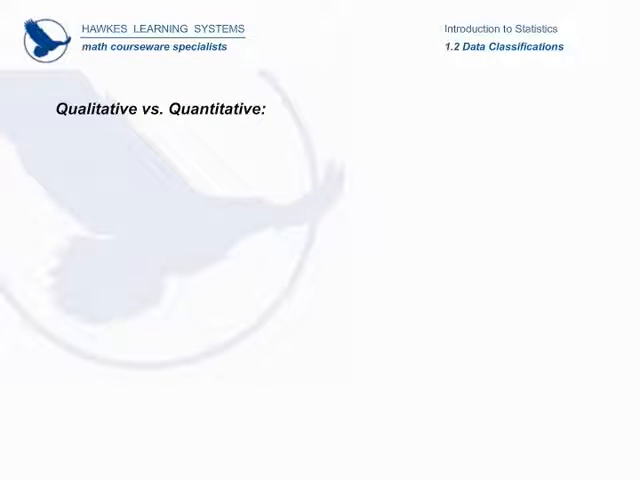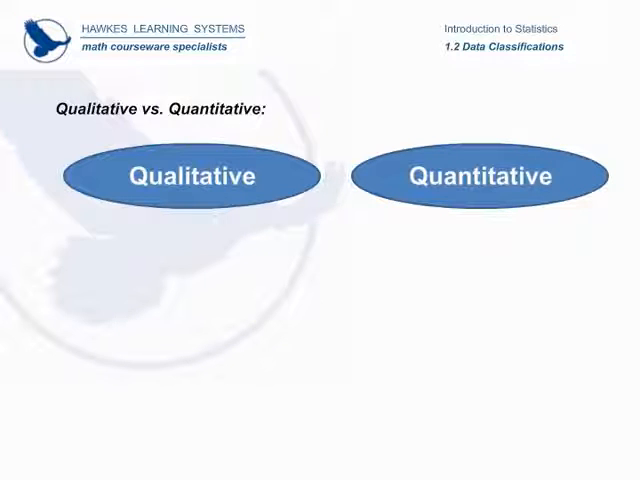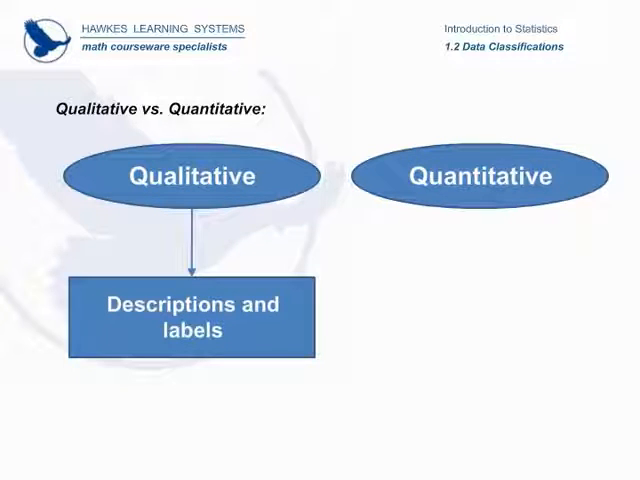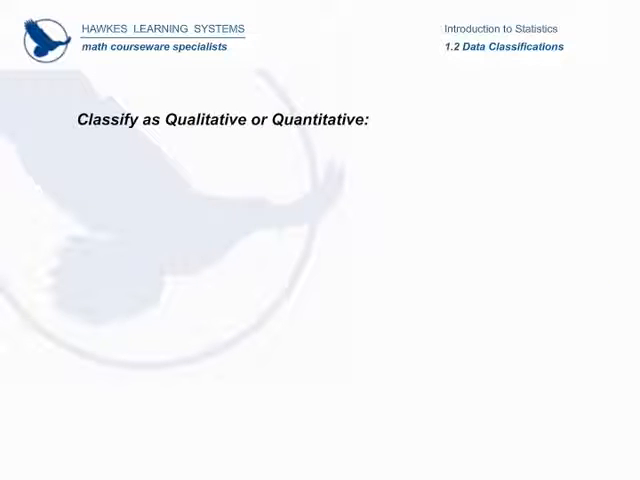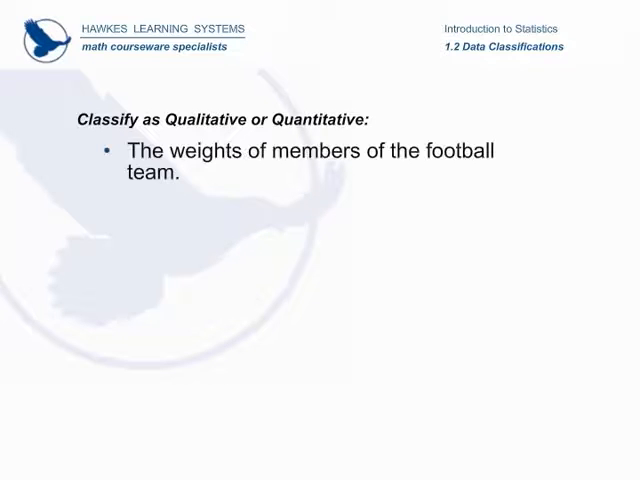Next, let's look at qualitative versus quantitative data. So qualitative and quantitative, what are each one of those terms? Well, qualitative indicates descriptions and labels. Quantitative indicates counts and measurements. Now let's take a look at how we can classify data as qualitative or quantitative.